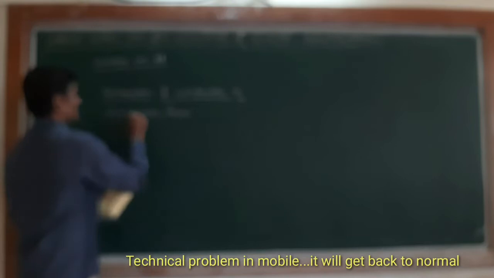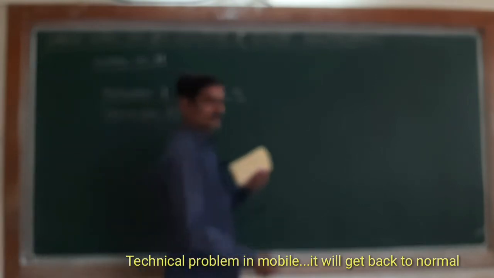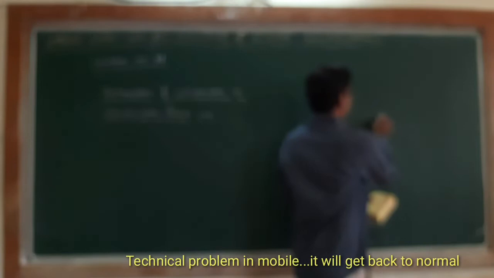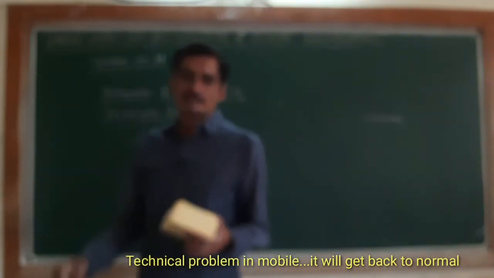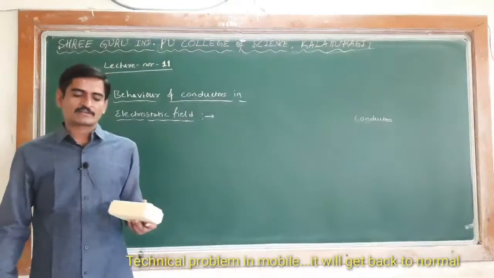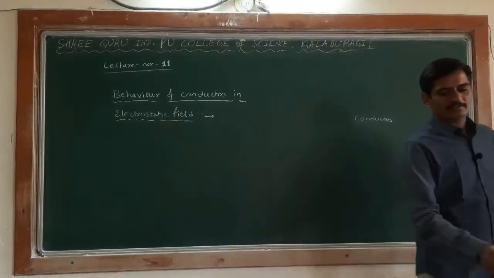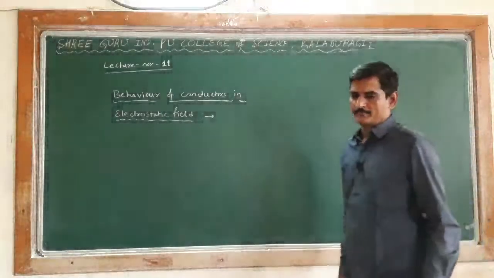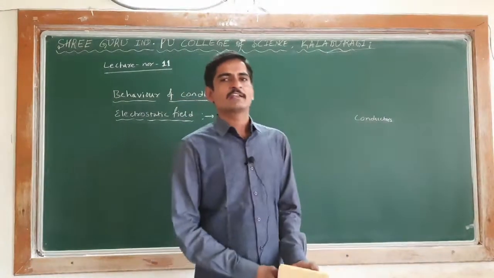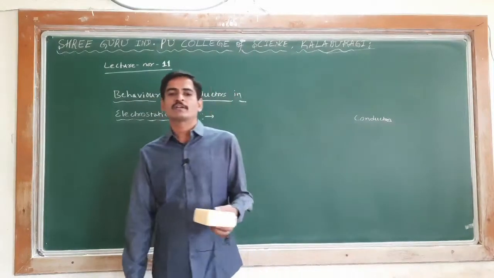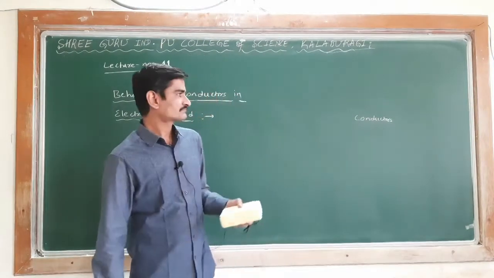So this is the next topic that we have to study, behavior of conductors in electrostatic field. First let us understand what conductors and insulators are. Conductors are those materials which allow electric charges to flow through them, whereas insulators do not allow electric charges to flow through them. And we know that no material is a perfect conductor or a perfect insulator; a perfect conductor or perfect insulator is an ideal concept.